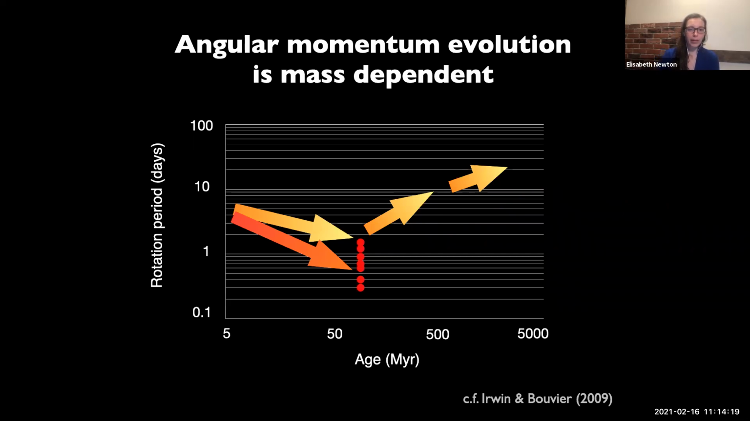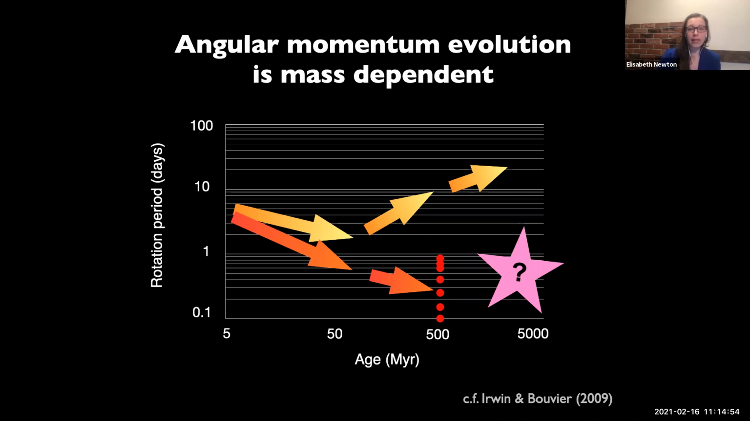M dwarfs, on the other hand, take a longer time to reach their maximum spin rates. By 500 million years, which is roughly the age of the Hyades or Praesepe open clusters, mid to late M dwarfs have actually not yet begun their spin down process. And so trying to probe spin down in M dwarfs and what happens at these later times is very challenging because we don't have many M dwarfs with known older ages.